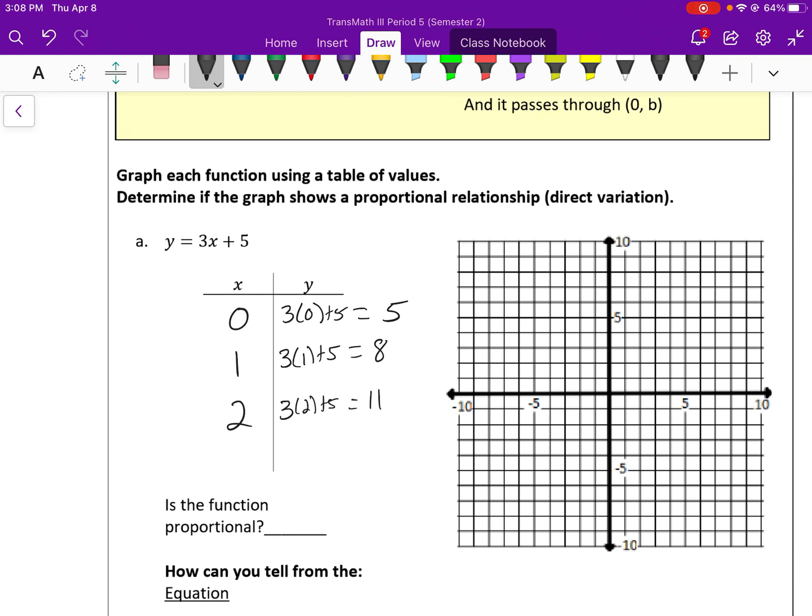Let's plot those points. And again, if it's in this form, it is a line. So (0, 5) is a point right there. Then (1, 8): right 1, up 8. And finally, right 2, up 11, which gets us off the graph. But then we'll draw our straight line.